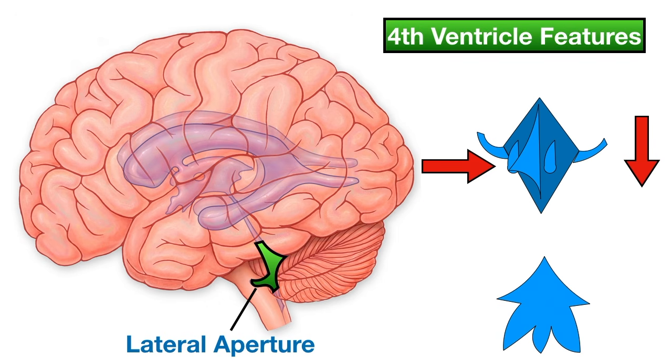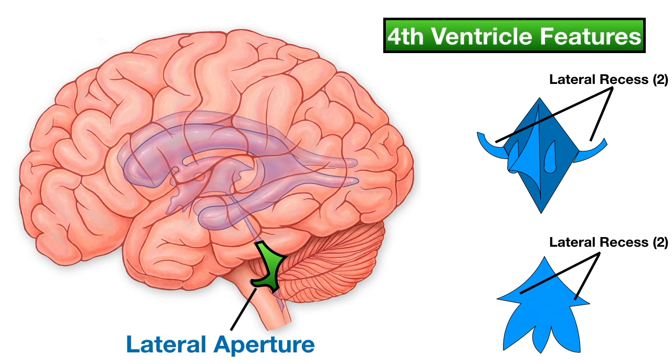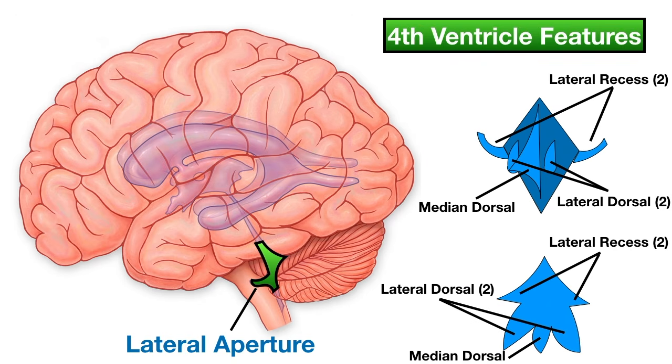There are 5 main recesses, and they include 2 lateral recesses, and these form the 2 lateral apertures, also known as the foramen of Luschka. There's 1 median dorsal recess, and located on either side of that are 2 lateral dorsal recesses. The median dorsal recess and the 2 lateral dorsal recesses extend posteriorly into the cerebellum.